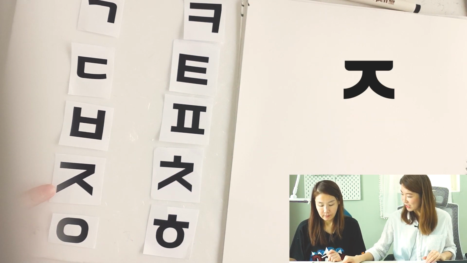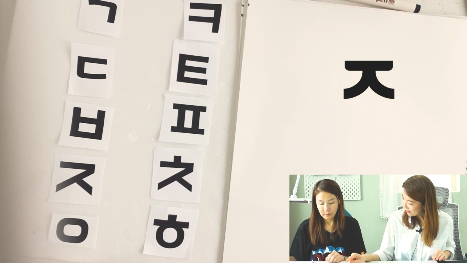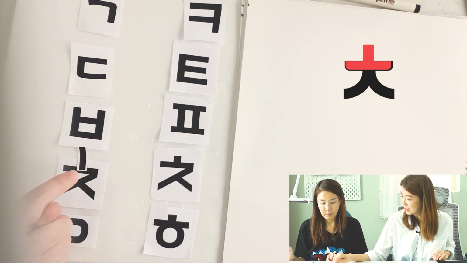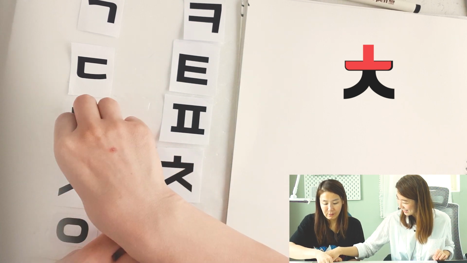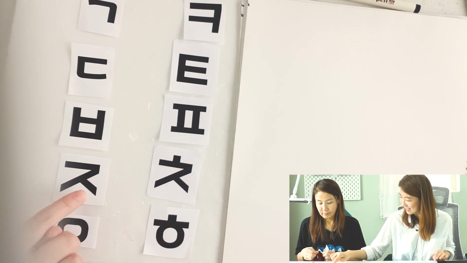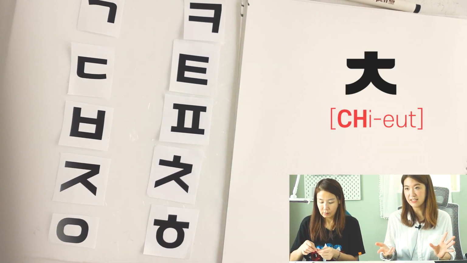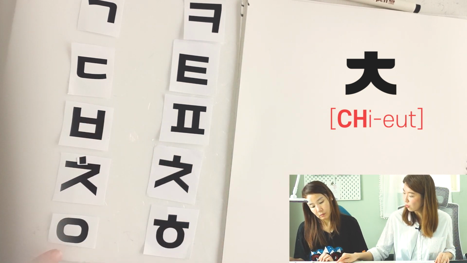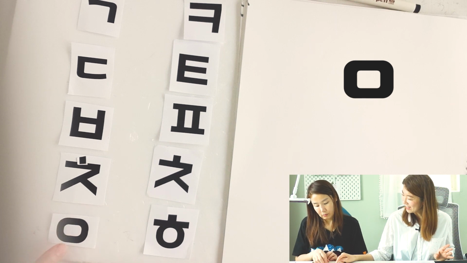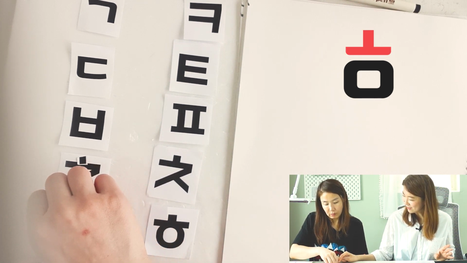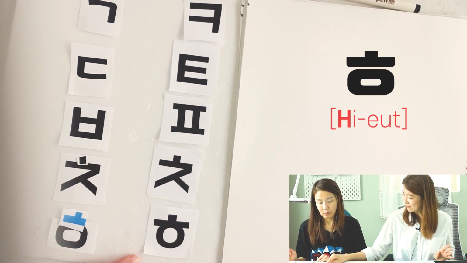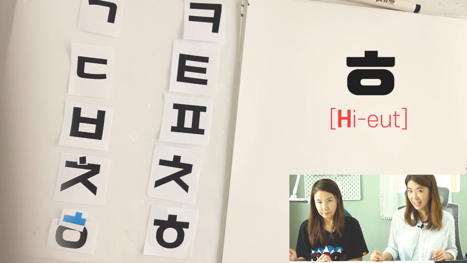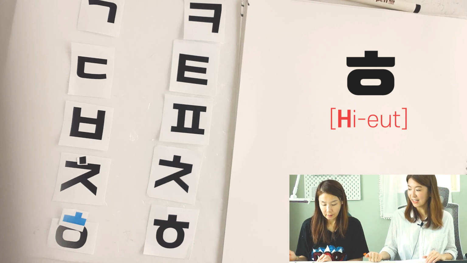And for 지읒, we have to add a little hat above it. Then it looks like this, and it has a CH sound in English. And also, we can add a little hat on 이응 too. Then it becomes 히읗, and it has an H sound.